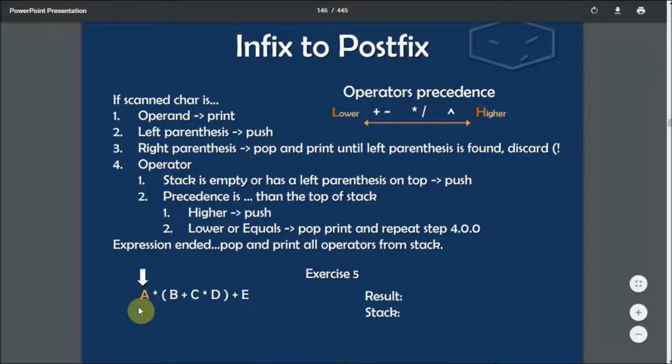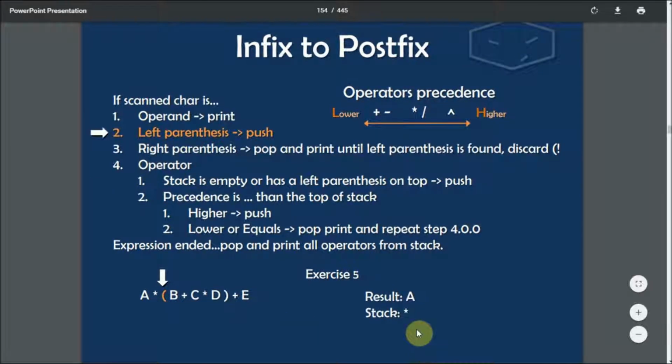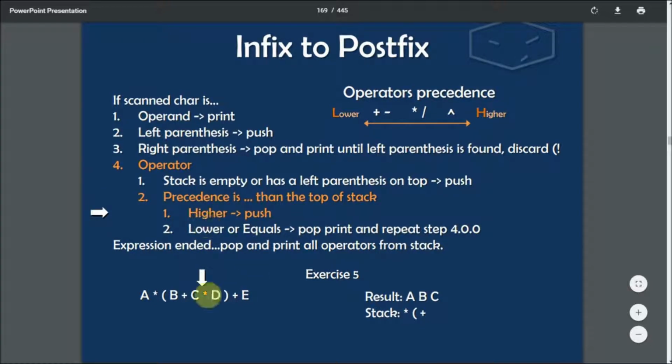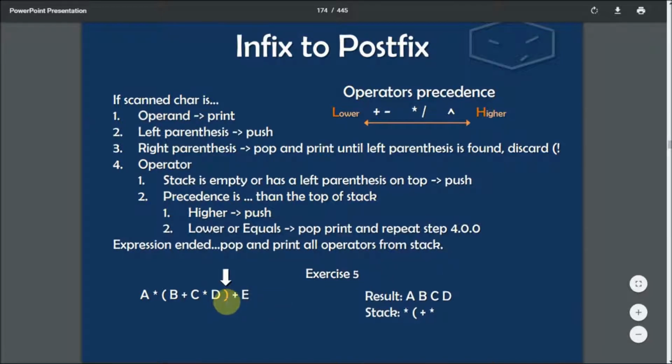Exercise number 5. A is operand, so we print, times is operator, the stack is empty, we push on the stack. Left parenthesis, we push. B is operand, we print, plus is operator and the stack has a left parenthesis on top, so we push. C is operand, we print, we have times operator and the precedence is higher, so times is higher than plus, so push. D is operand, we print, right parenthesis, pop and print until left parenthesis is found, then we discard the left parenthesis, so pop and print, pop and print, and discard.